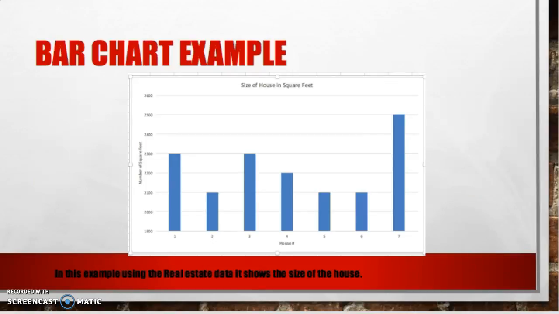This is my bar chart example. In this example, using real estate data, it shows the size of the house. I have labels on both the Y and X axes, which are house number and the number of square feet per each house.